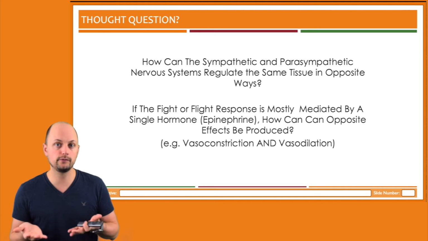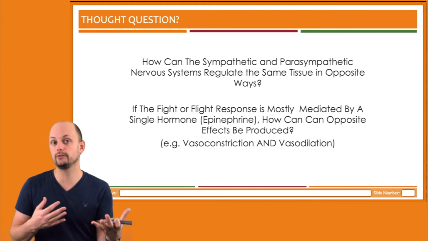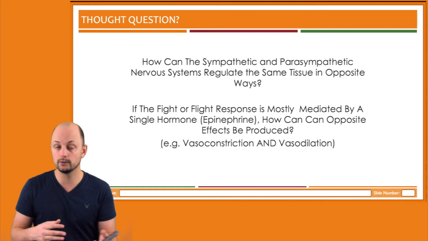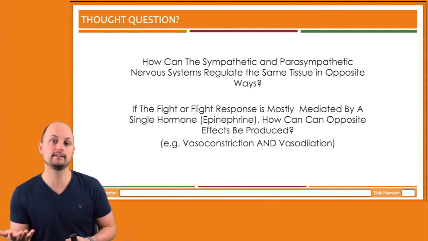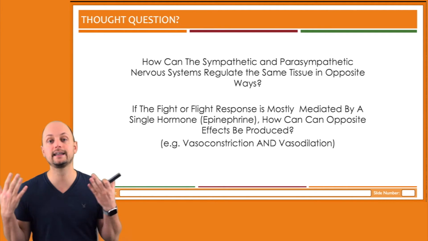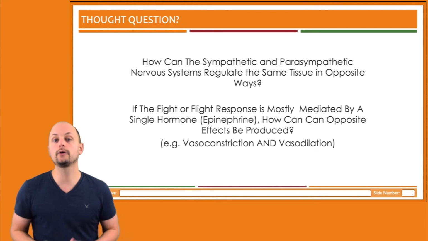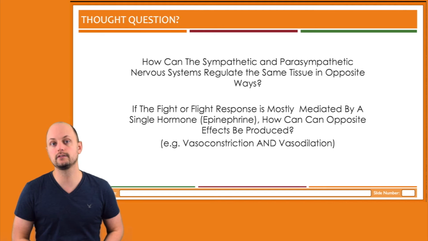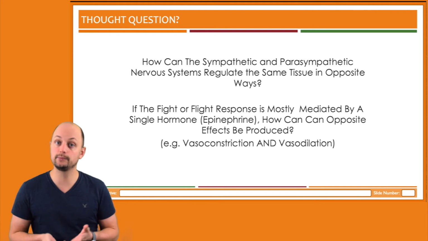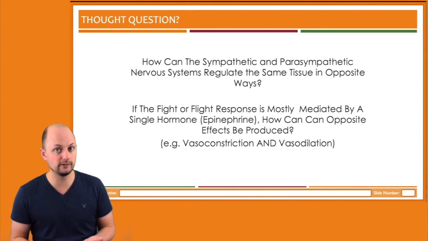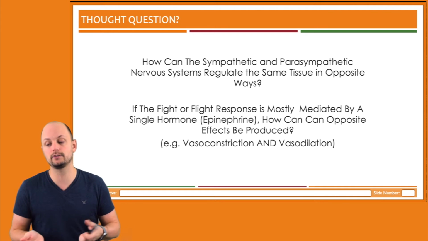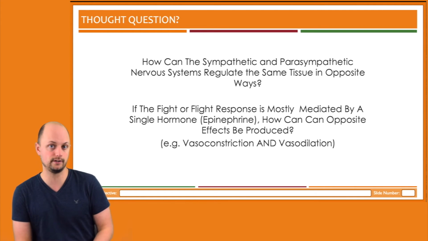So during the fight or flight response, I can get both vasodilation to increase blood flow and vasoconstriction to decrease blood flow. And that can happen in different places at the exact same time. Now, in order to understand how that happens, we have to think about different types of neurons, different types of neurotransmitters, and different types of receptors that are used in each division.